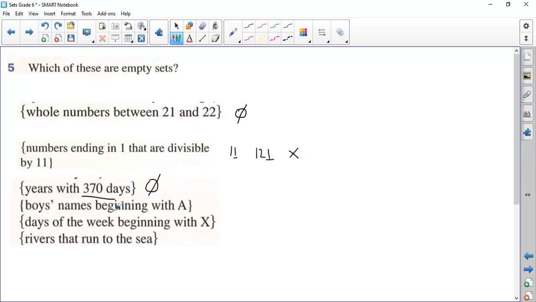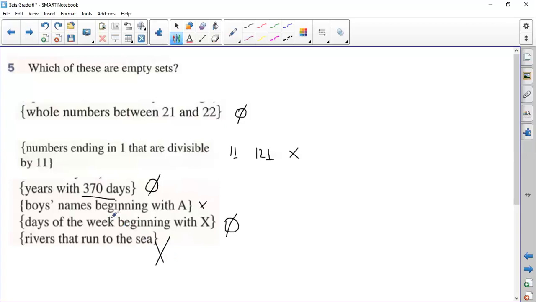Boys' names beginning with A. Do we have boys' names beginning with A? Of course we have. Even in our class we have Alexio or Alban. So it is not an empty set. Days of the week beginning with X. Monday, Tuesday, Wednesday, Thursday, Friday, Saturday, Sunday. We don't have any, so this is an empty set. Rivers that run to the sea. Is this an empty set? We know that all rivers run to the sea in the end. So this is not an empty set.